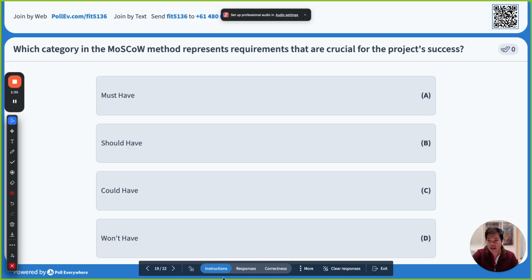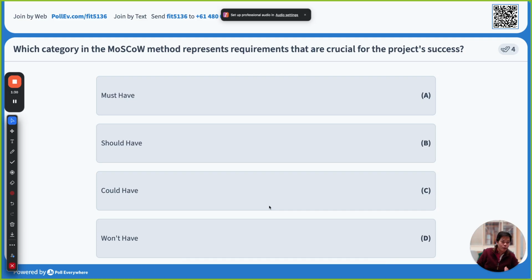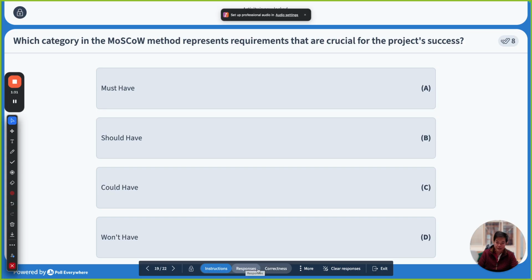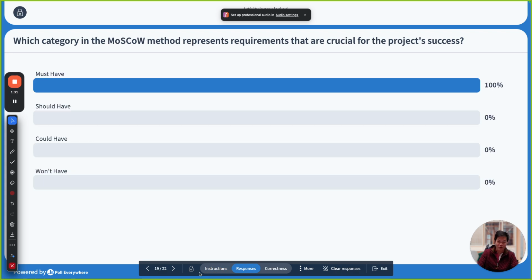Here we go. Which category in the Moscow method represents requirements that are crucial for the project success? Okay, very crucial for the project success. Everyone, tick, tick, tick. Very crucial, right? Okay, so let's log the results and see the response. It should be must have. Okay, yes, 100%. Beautiful, thank you.